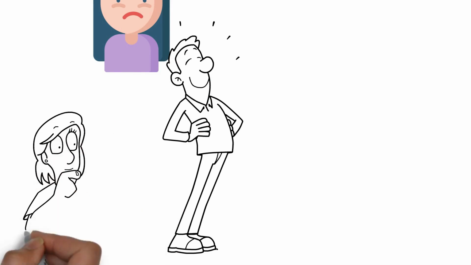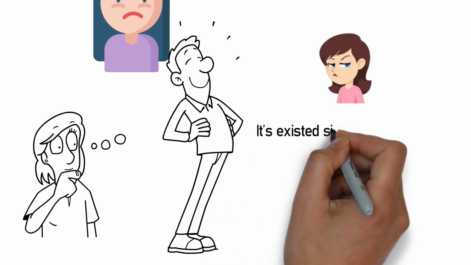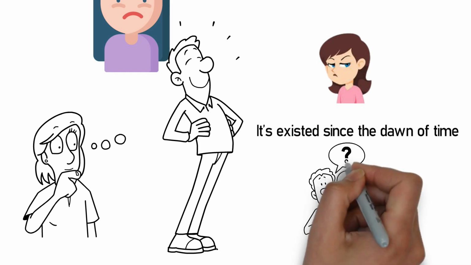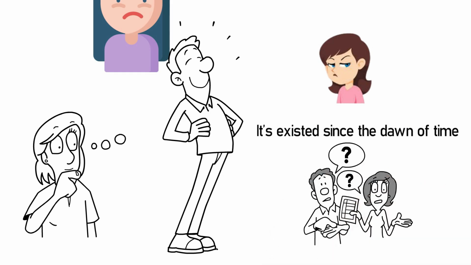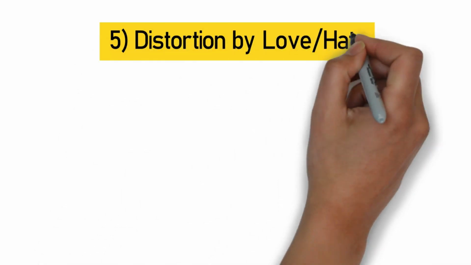As soon as possible, envy is strong enough to drive otherwise irrational behavior. It's existed since the dawn of time. Any system that is unaware of the effects of envy will eventually self-destruct. Number 5, distortion by love/hate.